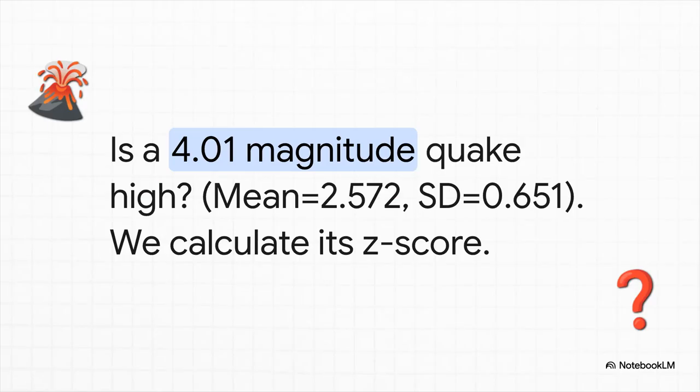So let's put this rule to the test with a new example. Say we have data on earthquakes, and the average magnitude is 2.572. Then a quake hits, that's a 4.01. Is that a significantly high magnitude for this area? Well, let's run the numbers and find its z-score. And there's our answer. The z-score is 2.21. So, what's the verdict? Well, since 2.21 is bigger than our cutoff of 2, we can say, yeah, that 4.01 magnitude earthquake was significantly high compared to the others in its group.